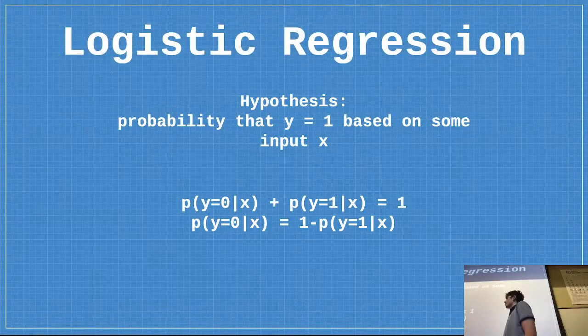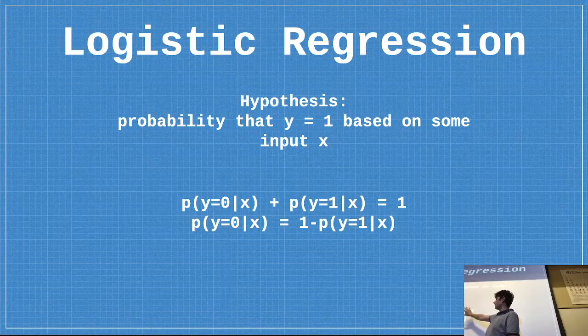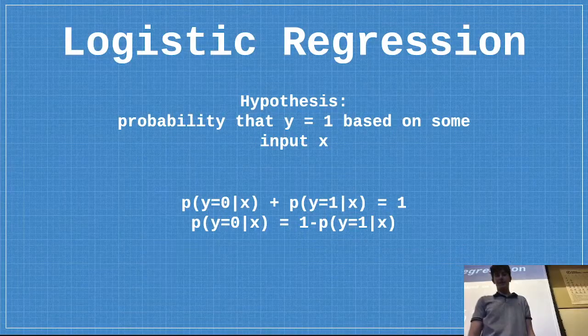So we know that if you have studied probabilities, the probability that y is equal to 0 based on some input x plus the probability that y is equal to 1 based on some input x is equal to 1. And we can refactor this equation to say that the probability that y is equal to 0 based on some input x is equal to 1 minus the probability of y equals 1 based on some input x.